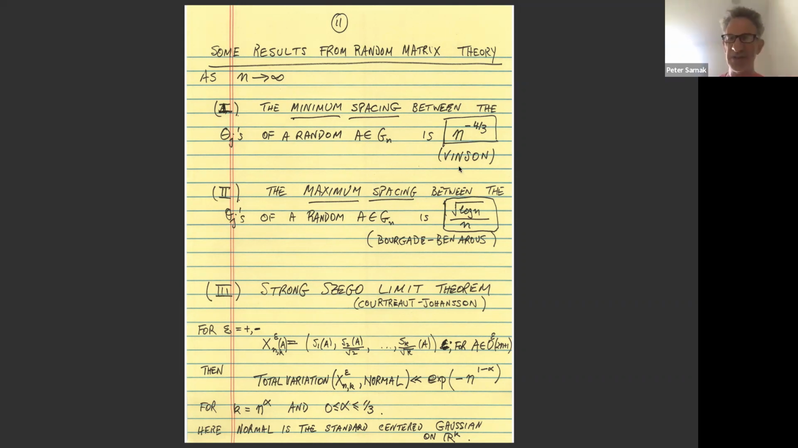This is the thesis of Jade Vincent from here in Princeton some years ago. Soon after that, Bourgade and Ben Arous derived the square root log n over n for the maximum spacing. That's what I'm using in the previous slide. That's for the analysis of our algorithm. The minimum spacing, I'll return to it, and explain something very clearly in a picture that I'll get to in a second.